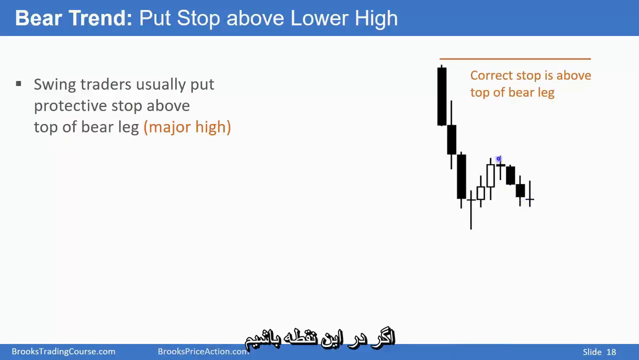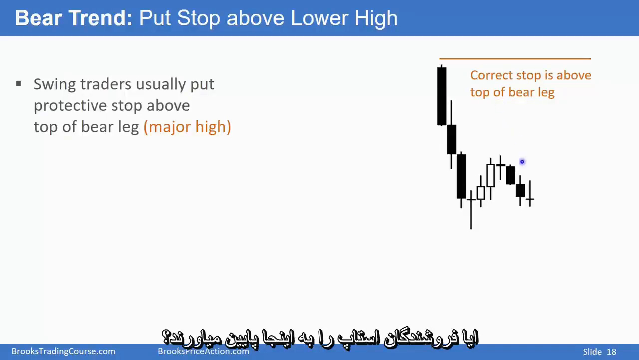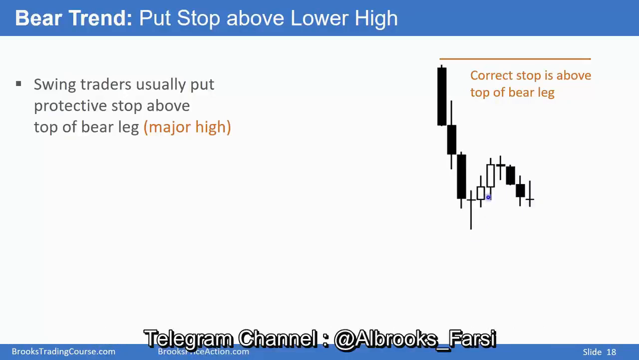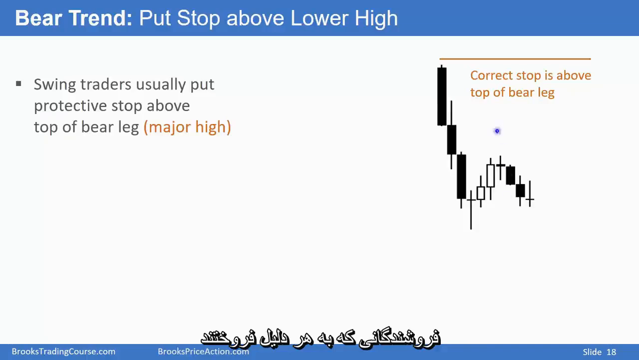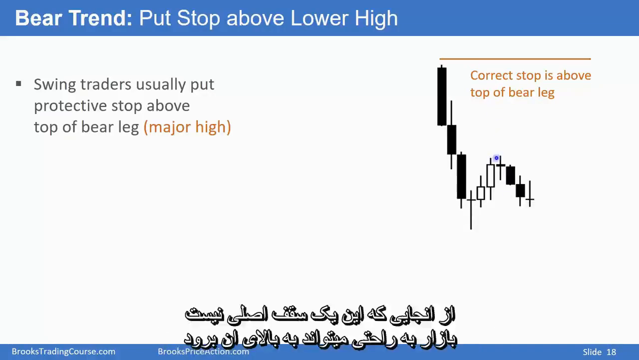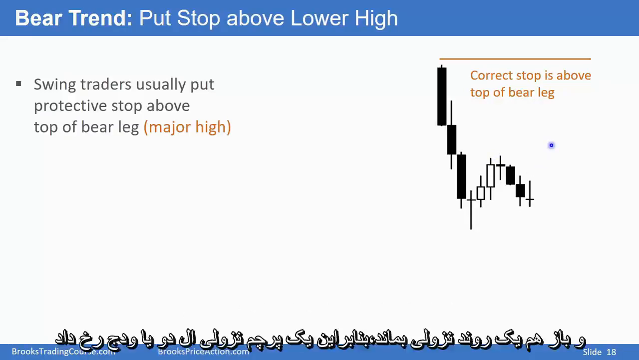Let's say we're at this point. Is this a major high? Will bears lower their stops from here to here? I don't think so. That's not a particularly strong bear breakout and did not get down to a new low. The bears who shorted for any reason still have their stop up here because they know, since this is not a major low, the market could easily go above it and still be in a bear trend.